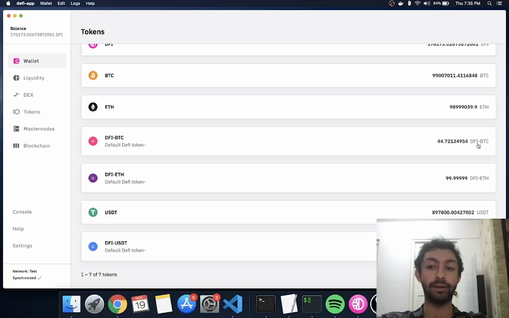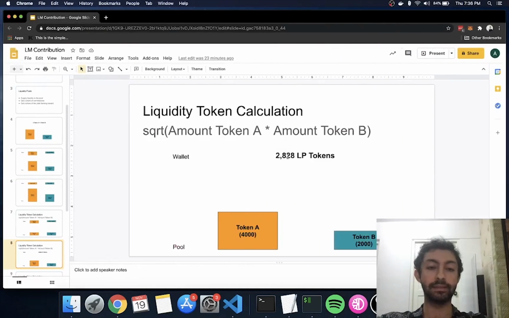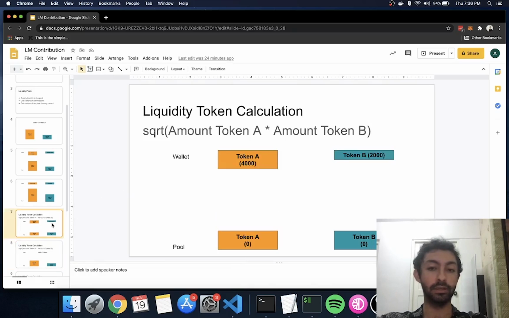They get back liquidity pool tokens, and I can show you briefly on the app here. So for example, here I have 44 of the DFI BTC token. This means that I have put in liquidity and I have got back a liquidity token, and this liquidity token represents my share in the pool.